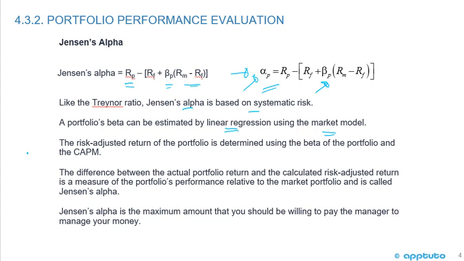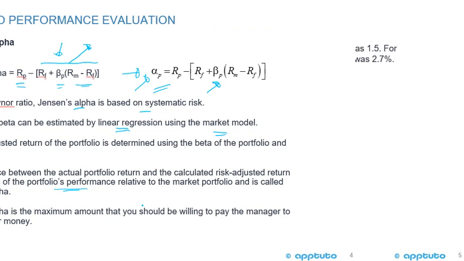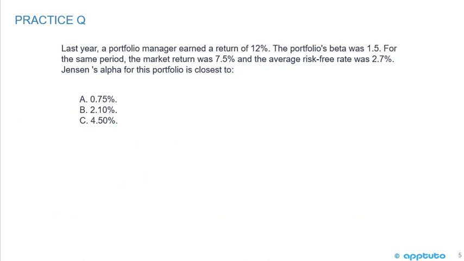The risk-adjusted return of the portfolio is determined using the beta of the portfolio and the CAPM. So you can see this part of the formula is the same as the CAPM, but instead of an individual security, we're doing it for a portfolio and we're calculating the beta for the portfolio. The difference between the actual portfolio returns and the calculated risk-adjusted return is a measure of the portfolio's performance relative to the market portfolio and is called Jensen's alpha. Jensen's alpha is the maximum amount you should be willing to pay the manager to manage your money. So we'll finish this LOS with 3 practice questions.